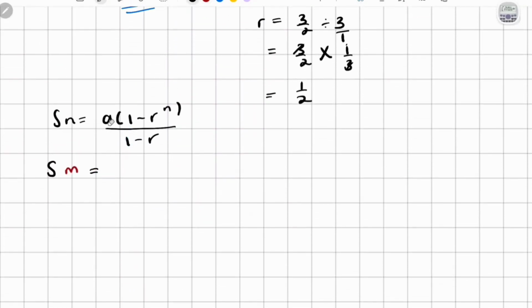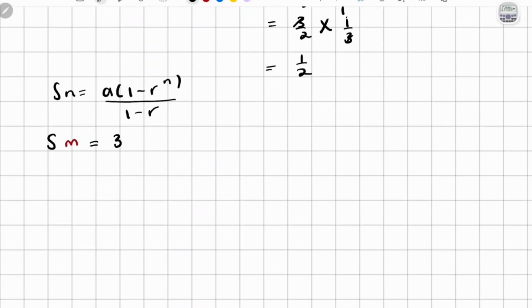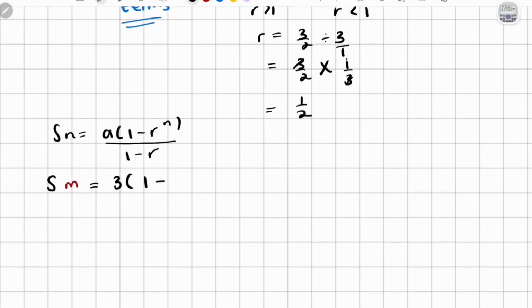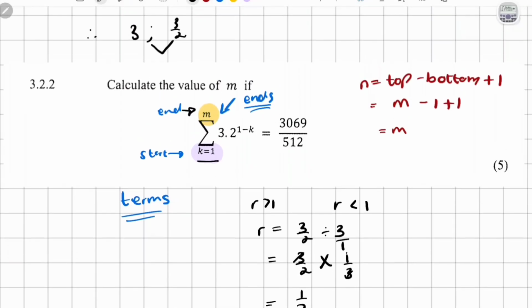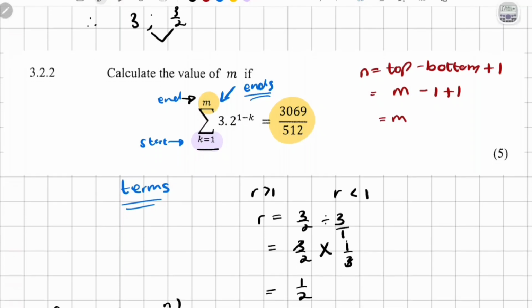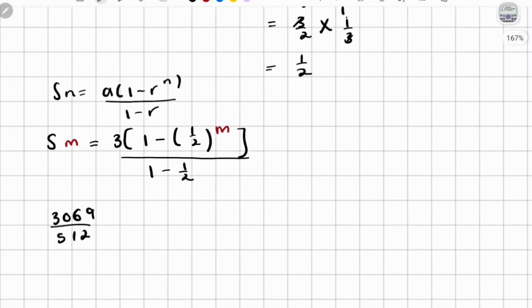So I'm saying S_m is equal to, then we have a. What is the value of a? We know what the first term is. It's 3. So 3 multiplied by 1 minus r. Our ratio is a half. So I'm just saying 1 over 2 raised to the power of m, and then close the bracket. Then we have 1 minus r, so that is 1 minus a half. Now we also know what the sum of the series is. It's this number. So in place of S_m, I'm going to put that number down. I'm going to say 3069 over 512 is equal to all of this again.